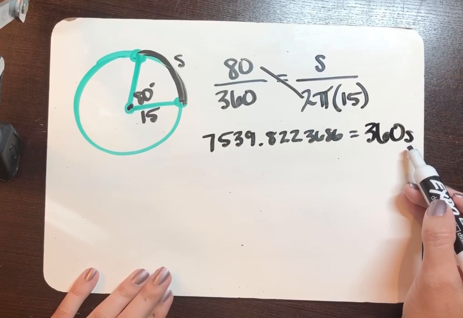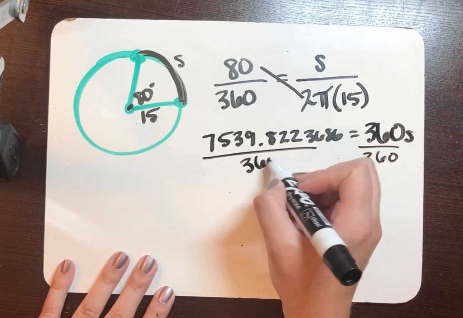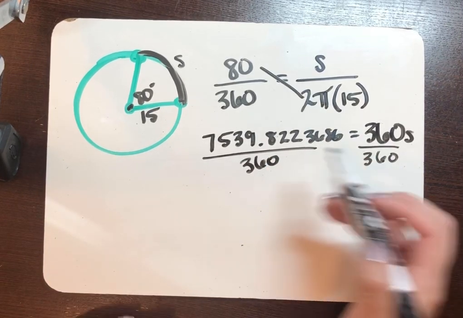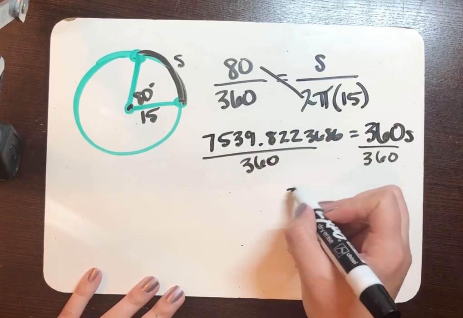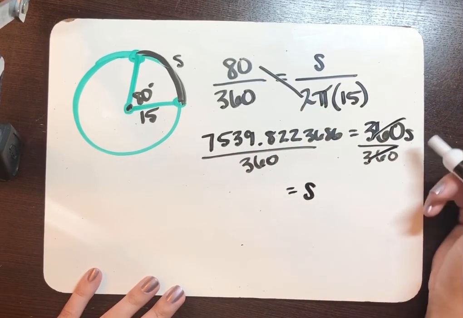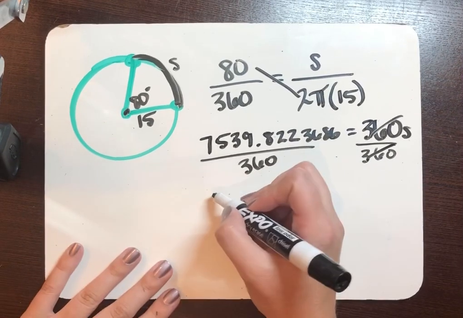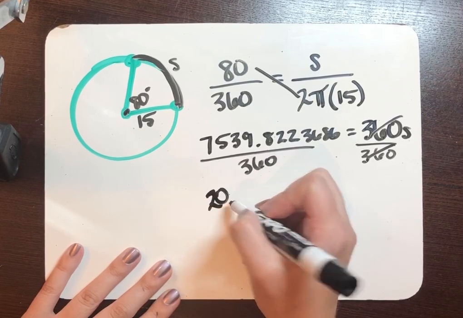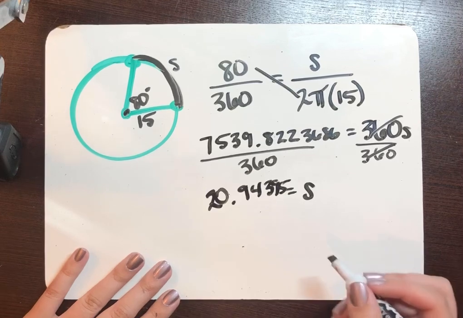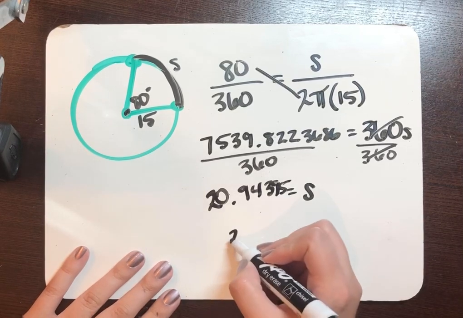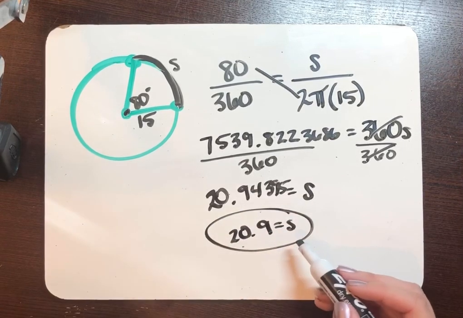Now I'm trying to isolate S, so my last step is just to divide both sides by 360. So make sure that you're keeping these several decimal places here. Type all of that in, divide by 360. Here the 360s cancel out from the right side, so only S remains. And the answer that I should get is 20.94395. And let's round to the nearest tenth in this example. So that would mean that 20.9 is equal to the arc length.